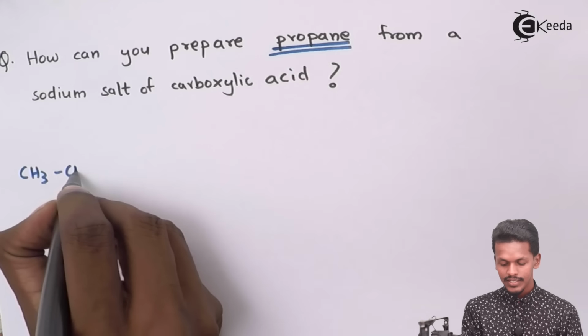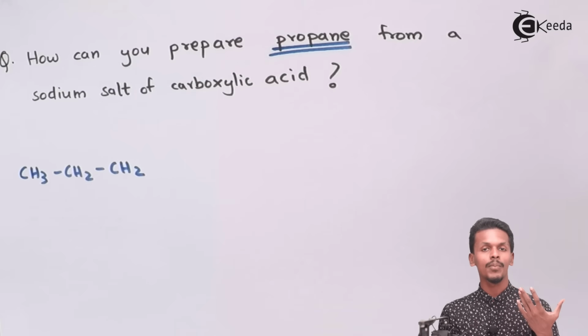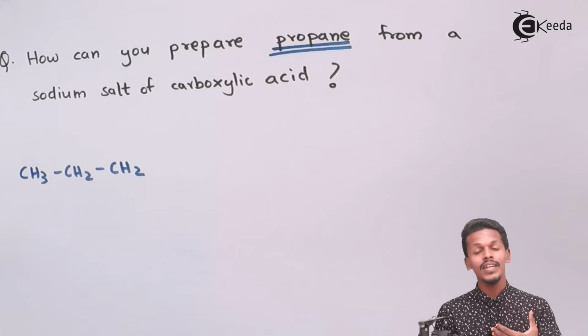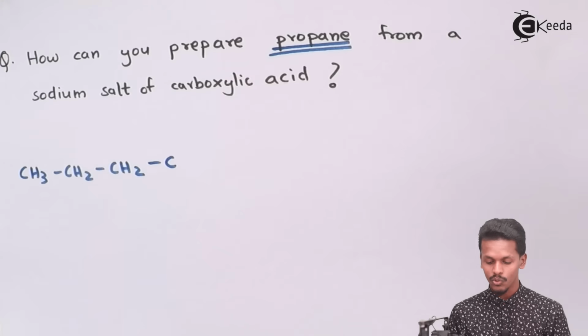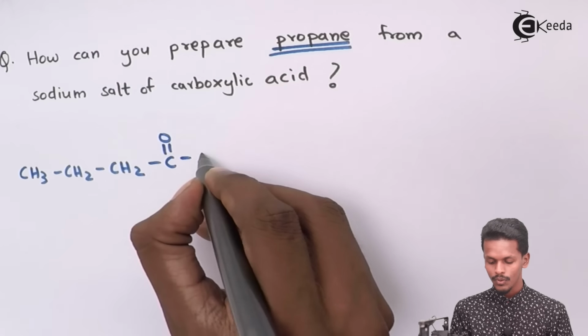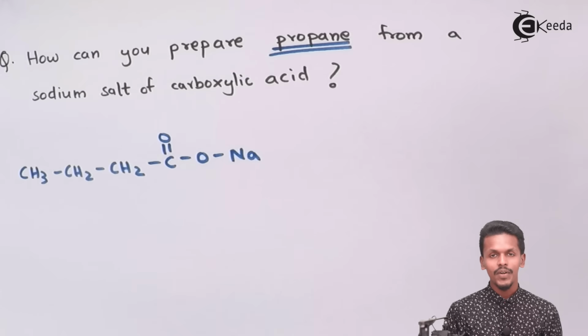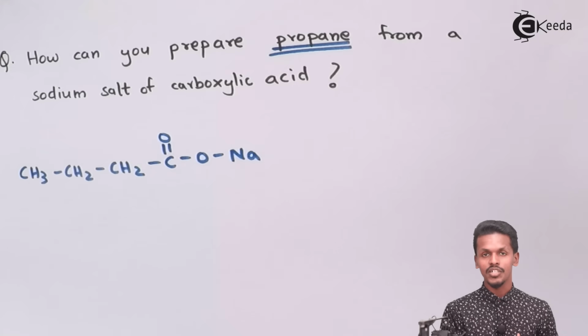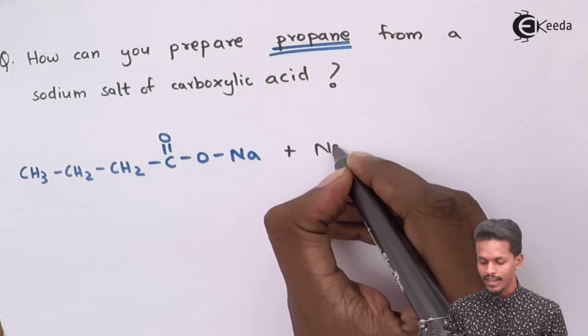CH3, CH2, CH2. This makes a total of 3 carbon atoms, but we have to represent it in the form of a carboxylic acid, and moreover the sodium salt of a carboxylic acid. So what we are going to do is introduce a carboxylate group, that is C double bond O, ONa. Now we will do the decarboxylation process by the introduction of NaOH.